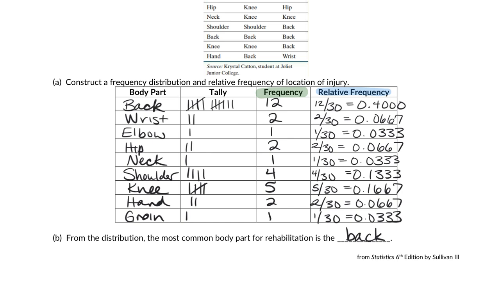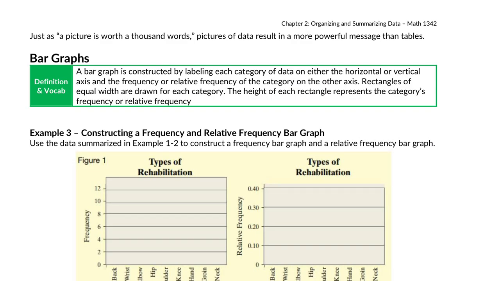Cool, let's keep going. Because yes, seeing a chart is great, but we can also have qualitative data and eventually quantitative data displayed for us in pictures. So there's different kinds of pictures of data that give us powerful results when we're looking at qualitative and quantitative data. The first one we're going to look at for qualitative data is a bar graph.